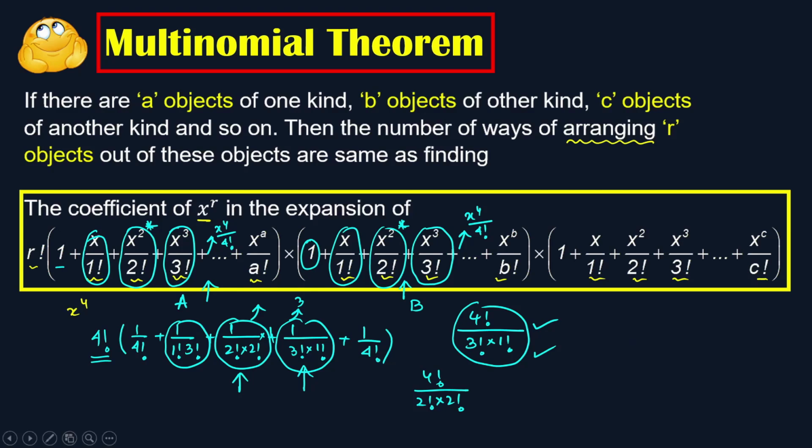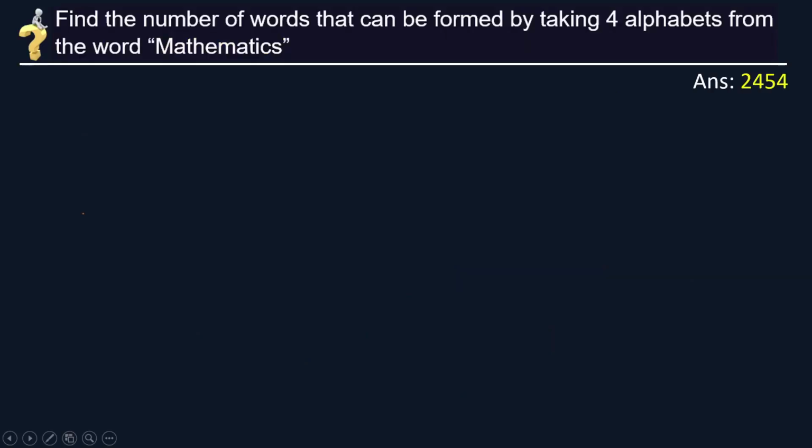Is it clear? Let me take one example. This question we have already done in my previous class. Find the number of words that can be formed by taking 4 alphabets from the word MATHEMATICS. This is a very, very popular sum, and I always suggest to my students that for this one, you must remember this result. It is 2454. It's a very, very common problem. Okay, so now the question is how many different words can be formed by taking 4 alphabets.